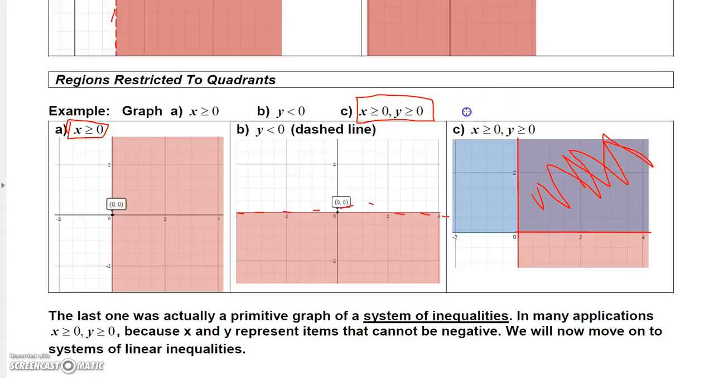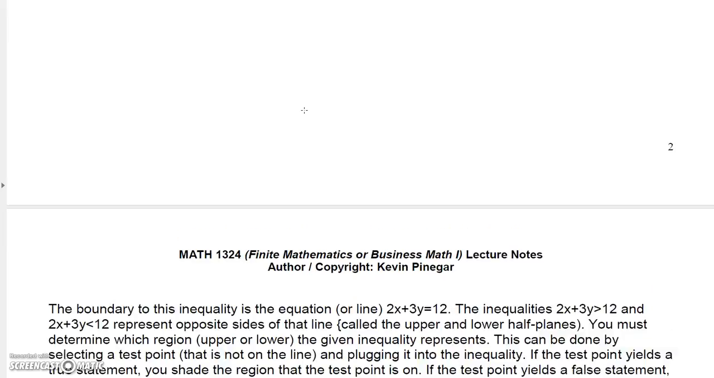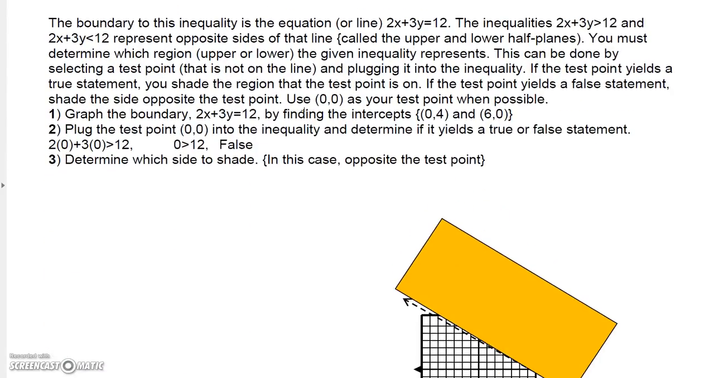Now, this is important. We'll find out later that it's important, because we'll be talking about things that we might be manufacturing, and common sense tells you that when you manufacture things, you can't manufacture a negative number of them. Therefore x and y will have to be greater than or equal to 0. Okay, so that's basically that.